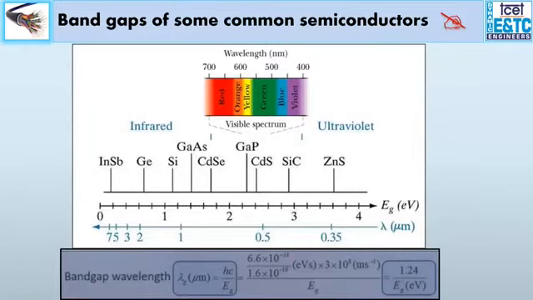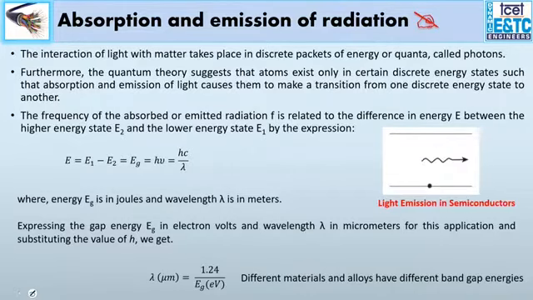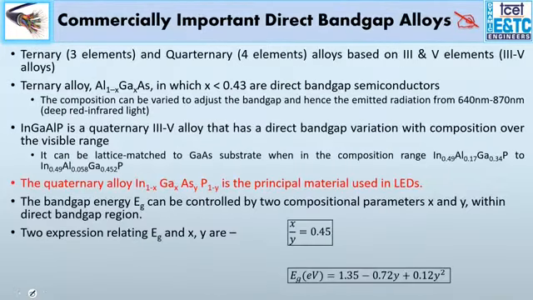So as I was talking about, when you place your values of h, c and e, your final equation of wavelength is 1.24 by Eg in electron volts. Okay, so this we have done. So this is your carrier falling down and releasing photons, light emission in a semiconductor.